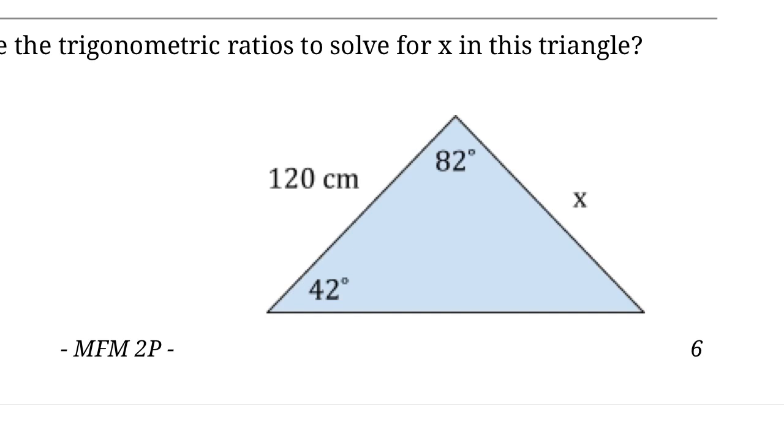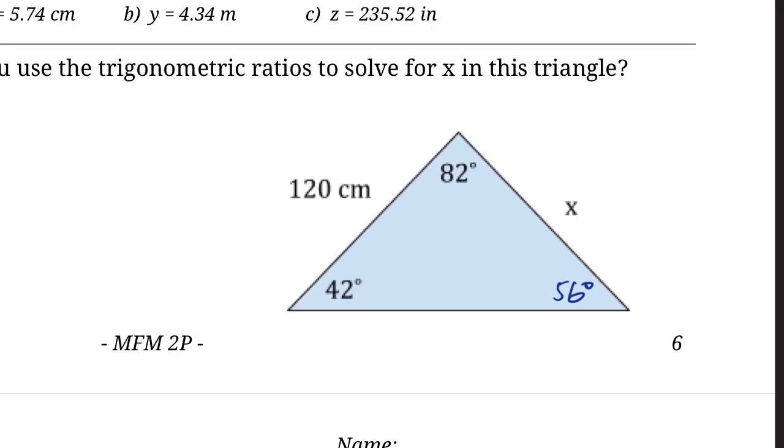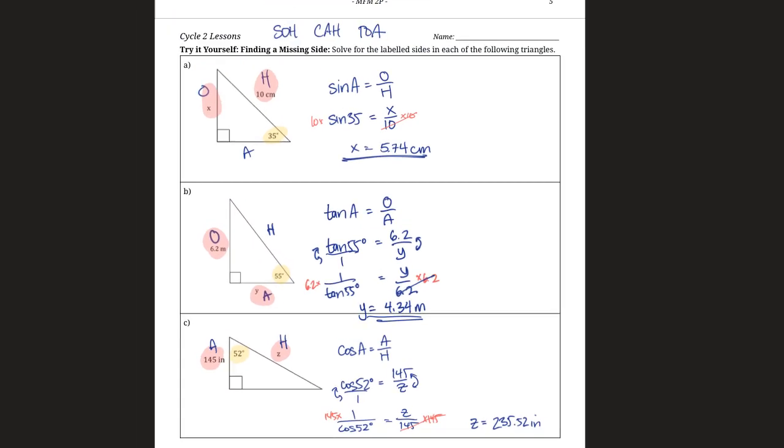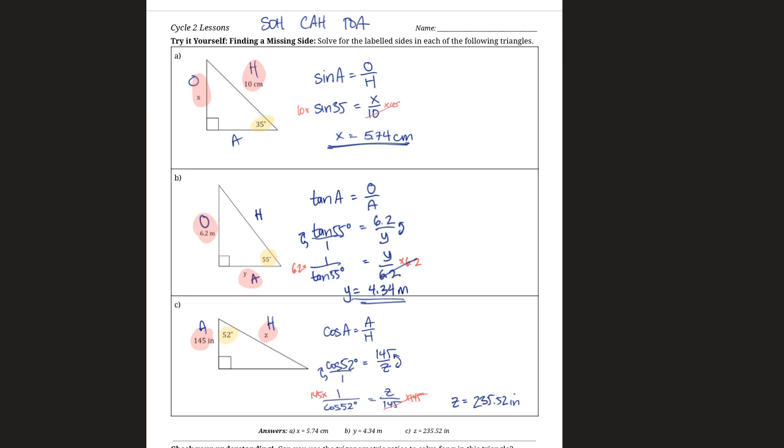If we find the missing angle, we do 180 minus 82 minus 42. We get this angle here is 56 degrees. So this is not a right angle triangle. We can only do this process when it's a right angle triangle. Okay? So you always need to see that little right angle in the corner, or it always needs to say in the question that it's a right angle triangle. But that's how you do it.